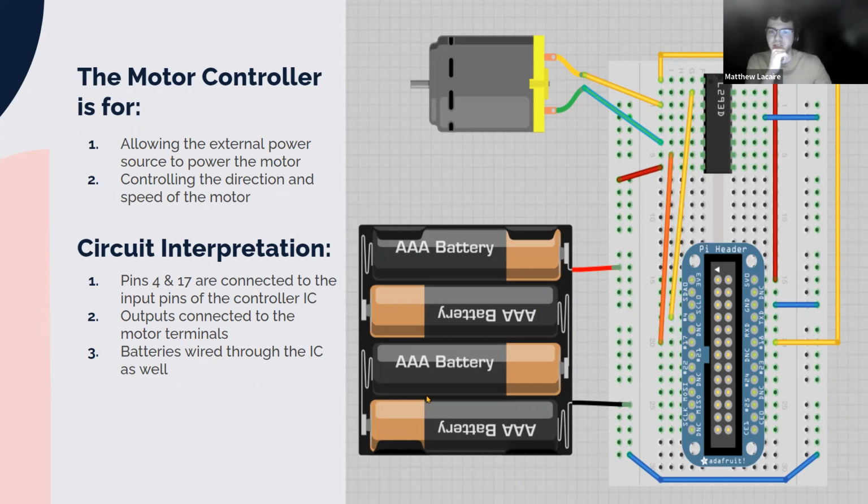In general, we just have this external supply that's going to be powering the motor, goes through the IC, and then this also goes into the IC, right? So the important thing is we have pins 4 and 17 that we're going to need to control, because that's how they interface with the IC here.